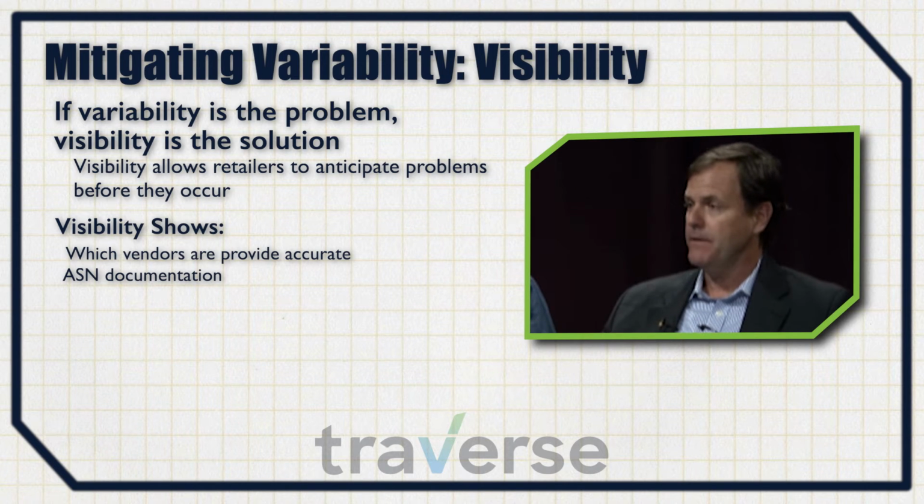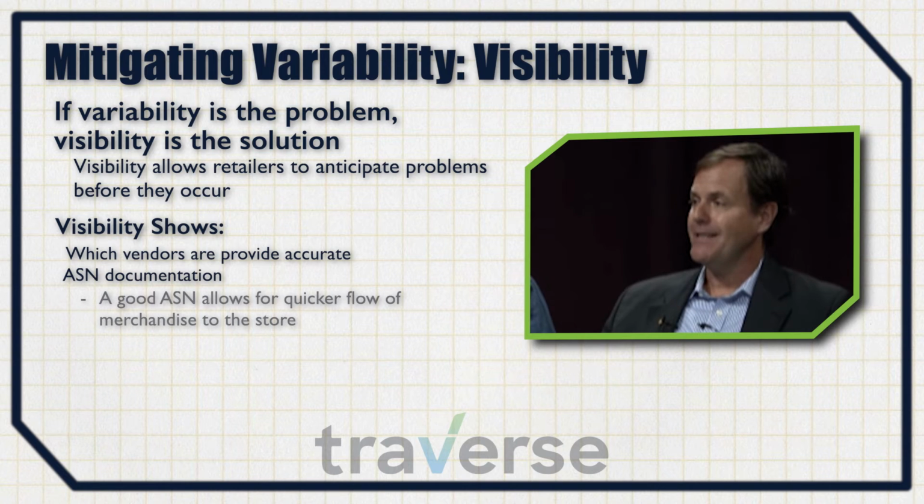That kind of ties into the fill rate example you and I talked about earlier. So understanding which vendors are typically more than likely going to send us a good solid ASN allows us, again, especially in a cross-docking environment, to flow that merchandise to our stores and to get it in a position where it's at the point of impact. So there's just a couple of examples.